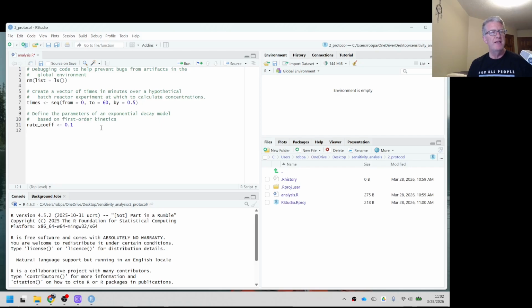We'll also need an initial concentration. I'm going to call this variable const_init. And let's say we're going to start at some concentration, and you can pick the units of choice here. Let's think of this as maybe 50 milligrams per liter or 50 micrograms per liter.